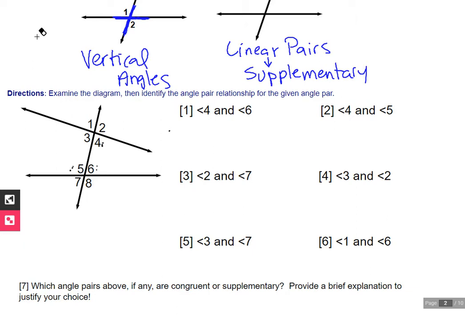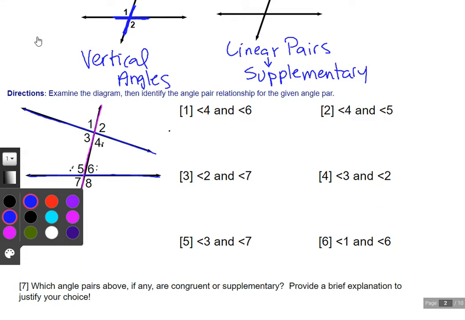Let's get to it. So this is where we're back to page 1. This is asking us to identify angle relationships for the angle pairs given. Please note that these lines are not parallel. Okay? So the relationships we're looking for are not going to be congruent or supplementary. We're looking for names like corresponding, alternate exterior, et cetera, et cetera. Okay, so let's get to it.